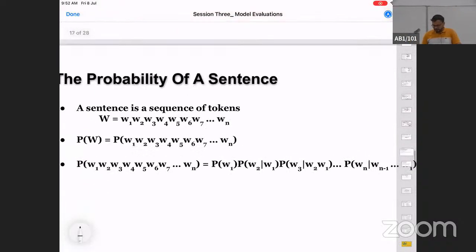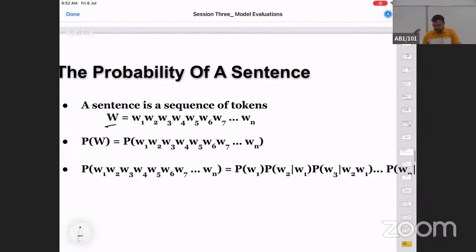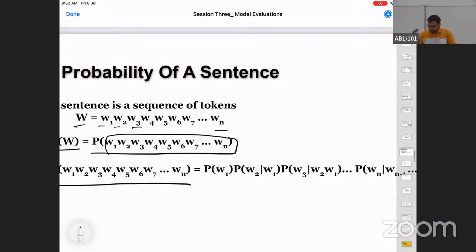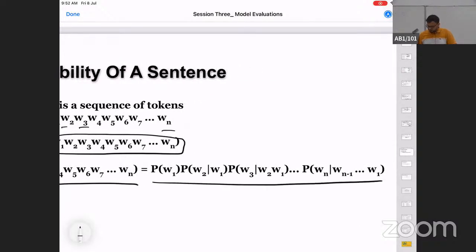So consider a sentence W which has these tokens W1, W2, W3 till Wn. And we want to compute the probability of this sentence W. That means we want to compute the probability of this sequence of words. Can we write the probability of this sequence of words like this? What is this?